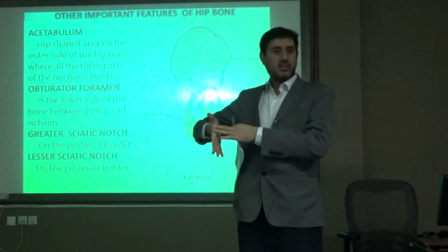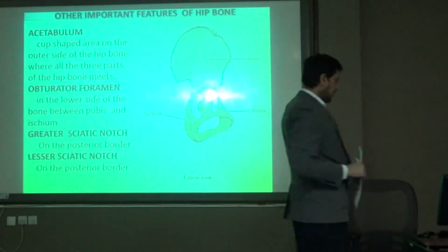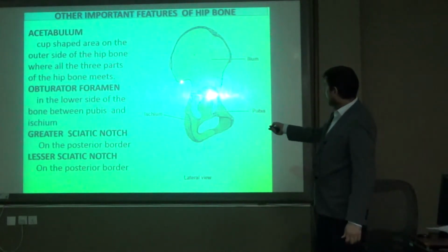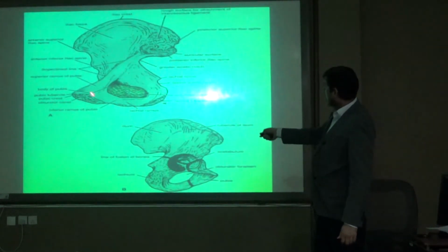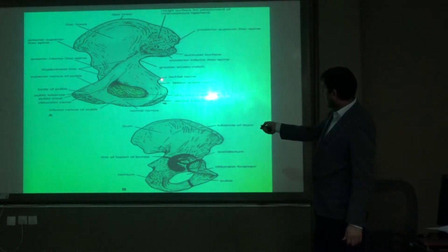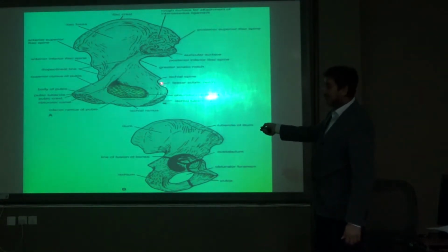On a border or a margin, hudud, limit. So this is, where is the notch? On the posterior side, 2 notches we have. Here is better. This one. And what is this one? One is greater, one is lesser. What is the name of this notch?